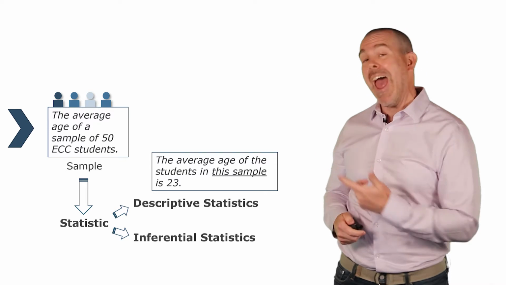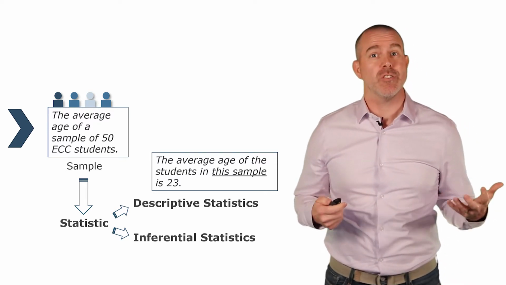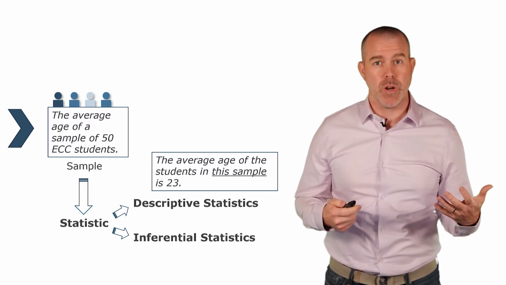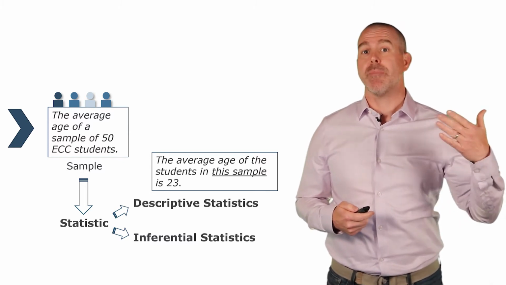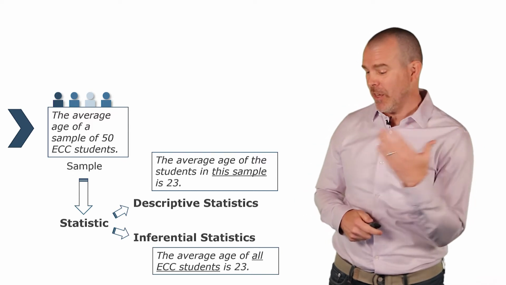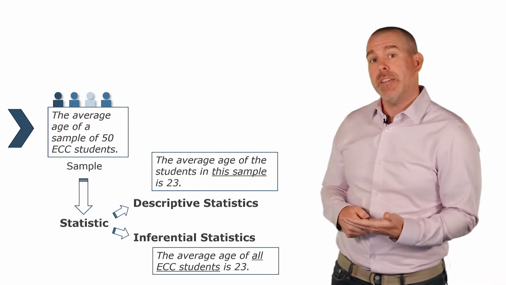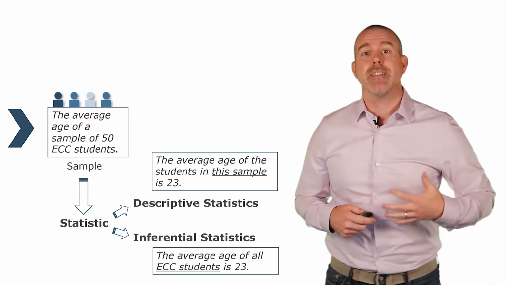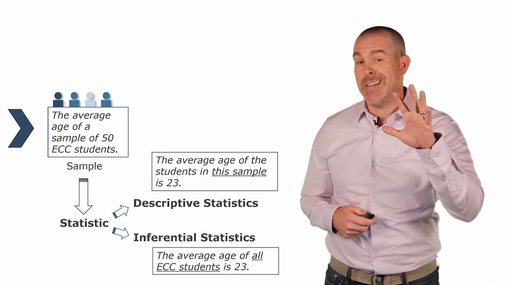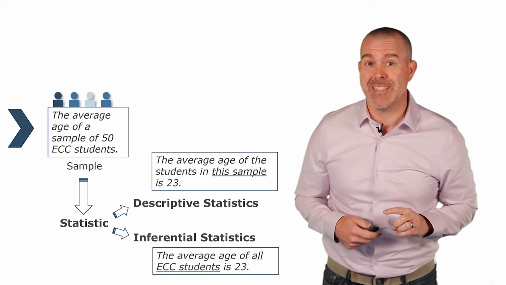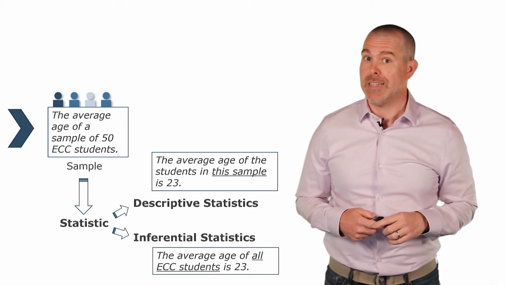For example, the average age of this sample is 23. That's simply descriptive. Now, if we were to draw some inference about the population and make the conclusion that the average age of all ECC students is 23, that's an inferential statistic. Incidentally, believe it or not, the average age of ECC students is actually around 28.